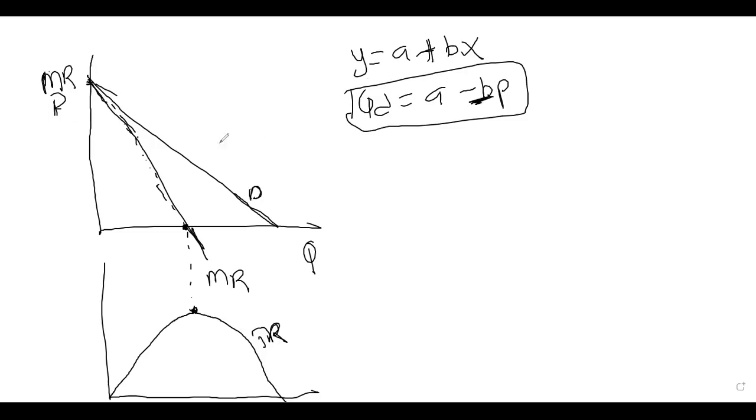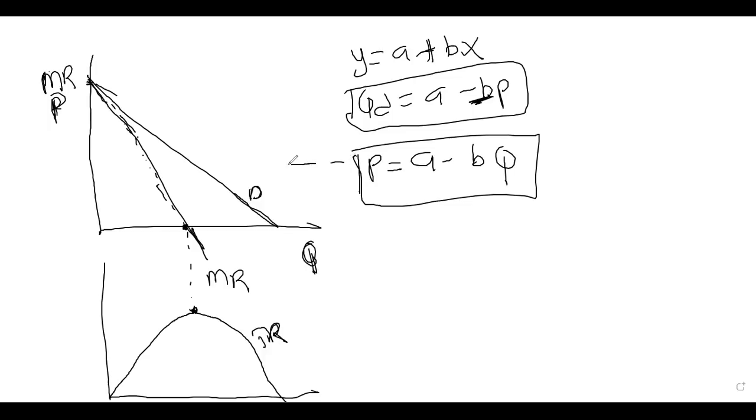Because in the drawing of the demand curve, the price is the y-axis. So the demand curve that we usually draw is actually a drawing for an inverse demand curve, because price is the one on the y-axis and quantity is the one on the x-axis. So actually the demand curve is supposed to look like P is equal to A minus BQ. This is the correct representation of the demand curve in this drawing.